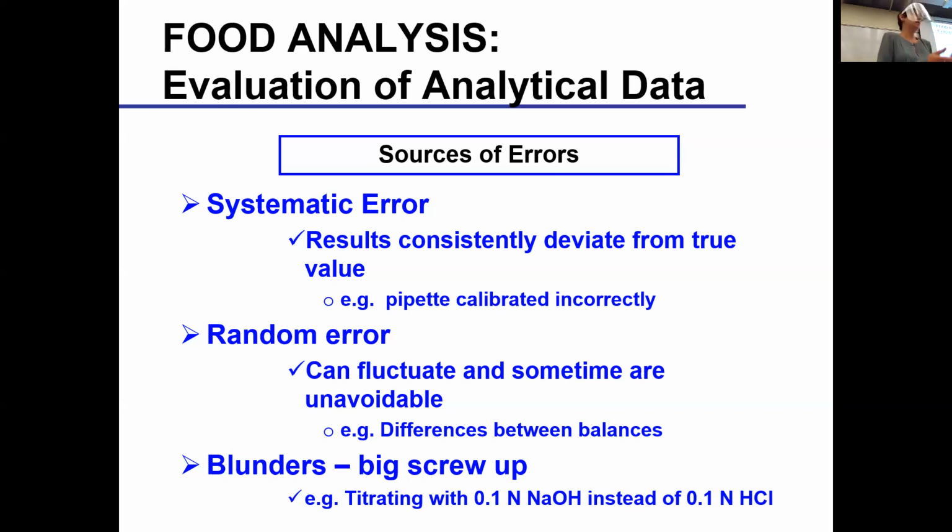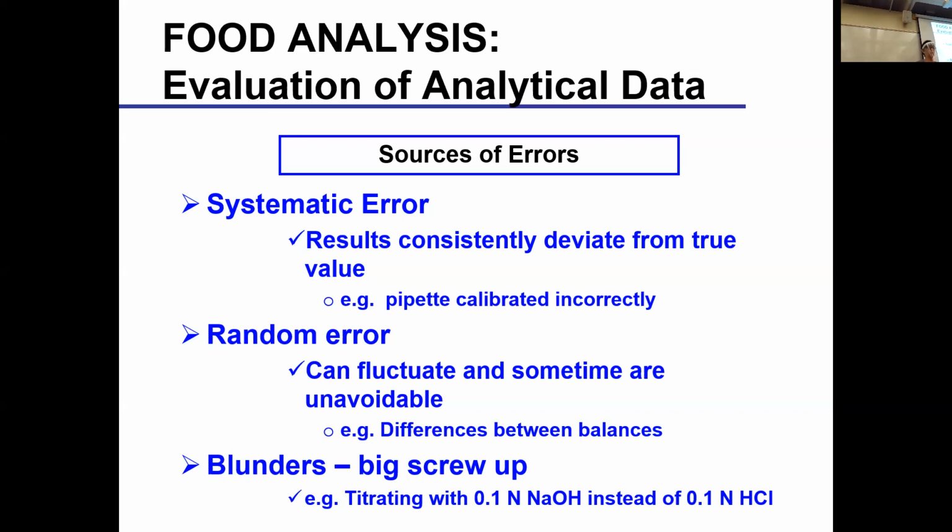Another example is your balance. Balances need to be calibrated. pH meters need to be calibrated. Spectrophotometers need to be calibrated. So when you're working with any tool or instrument that is not calibrated, it's going to consistently give you the same error. So we call it systematic error.